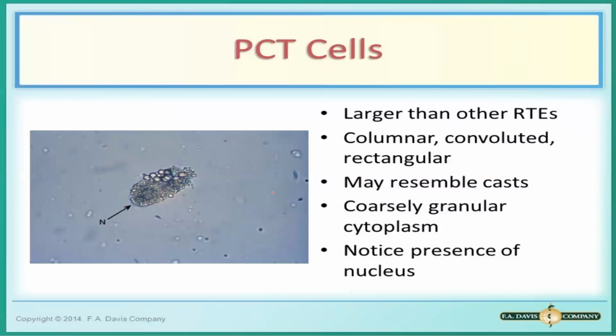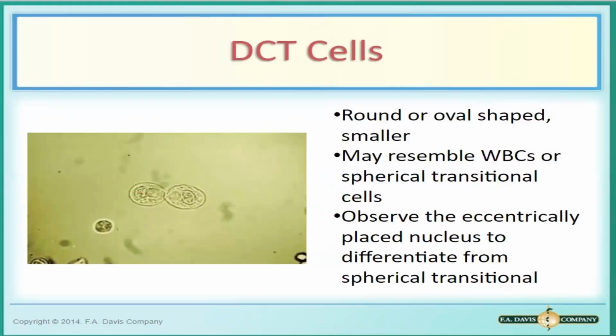First, we have PCT cells. PCT cells, again, is columnar in shape. This is larger than other RTEs. It may resemble your cast, coarsely granular cytoplasm, and notice the presence of nucleus, which is in here. May nucleus siya. DCT cells, round or oval in shape and smaller. It may resemble WBC or spherical transitional cells.